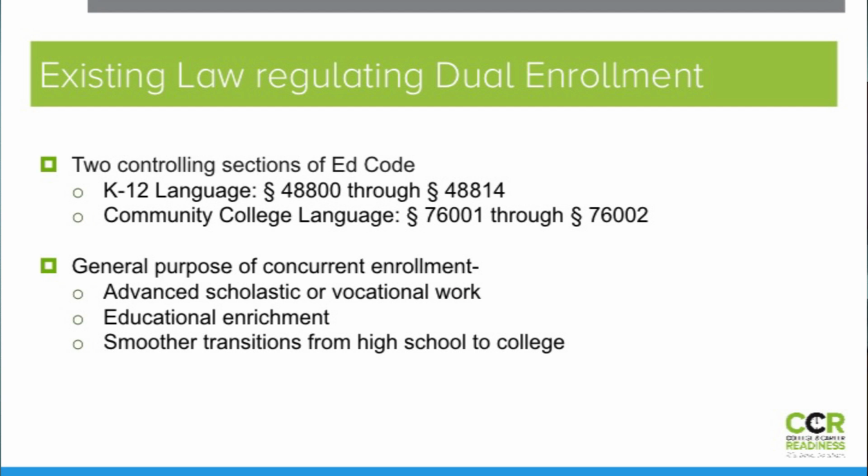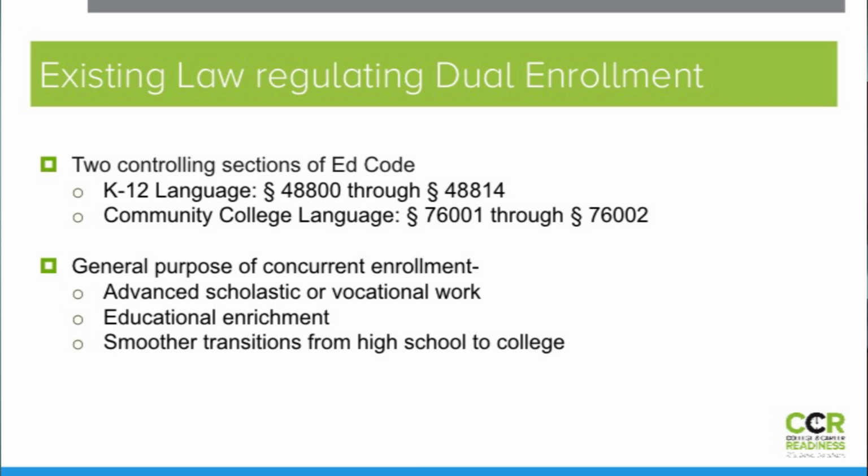So there's a couple of different pieces of existing law and regs that govern dual enrollment and what that means. Now, I'm not going to dive deep into the Ed Code language, but it's good to know where that Ed Code language is and what it says. There's 2 sections of Ed Code that govern dual enrollment. The portion of Ed Code that talks about K-12, you can see sections 48,800 through 48,814, and those pieces of language that govern community colleges are 76,001 through 76,002.